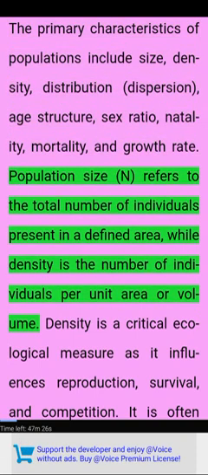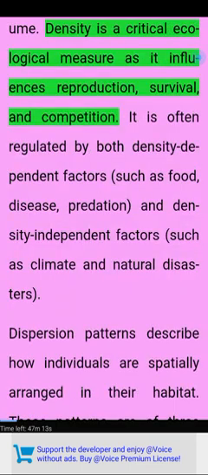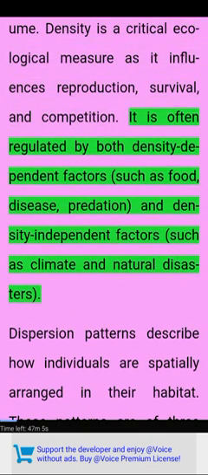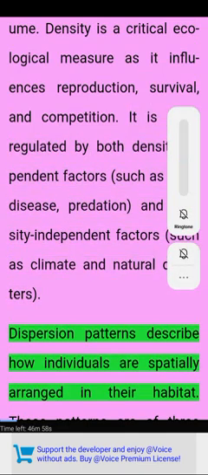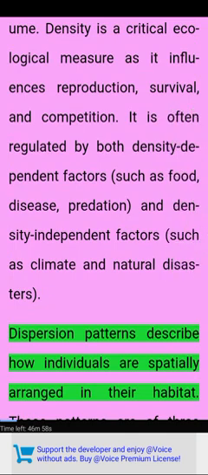Population size N refers to the total number of individuals present in a defined area, while density is the number of individuals per unit area or volume. Density is a critical ecological measure as it influences reproduction, survival, and competition. It is often regulated by both density-dependent factors such as food, disease, and predation, and density-independent factors such as climate and natural disasters. Dispersion patterns describe how individuals are spatially arranged in their habitat.